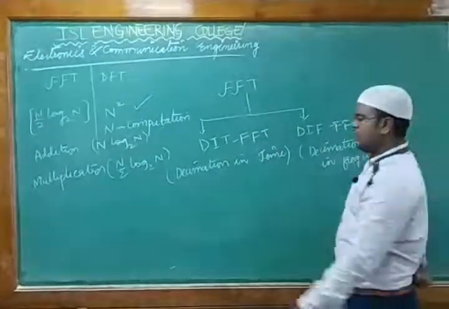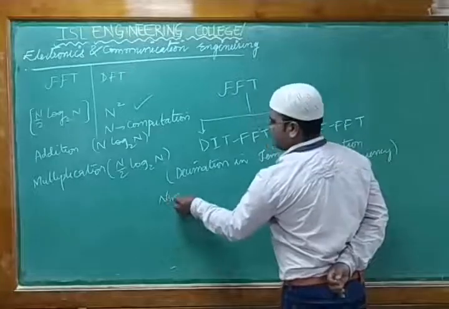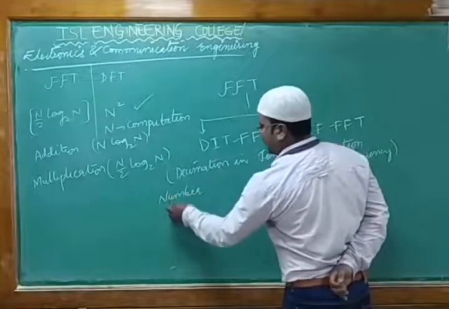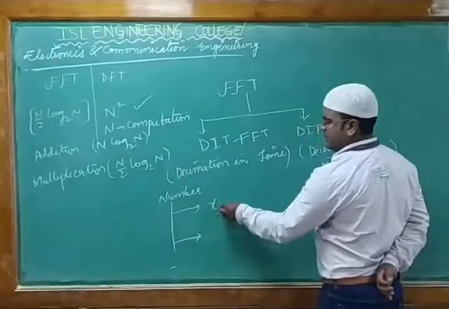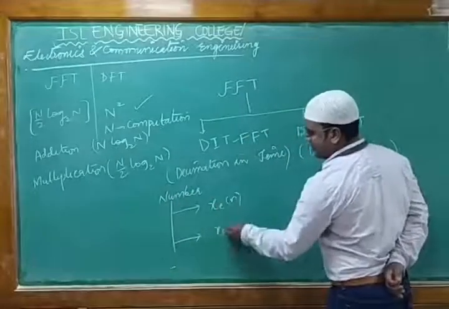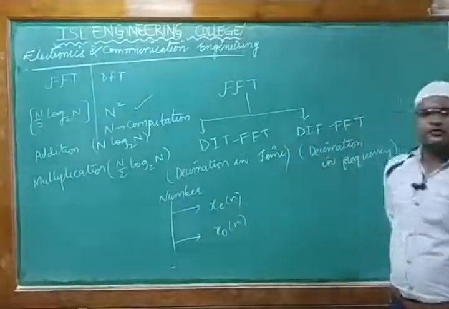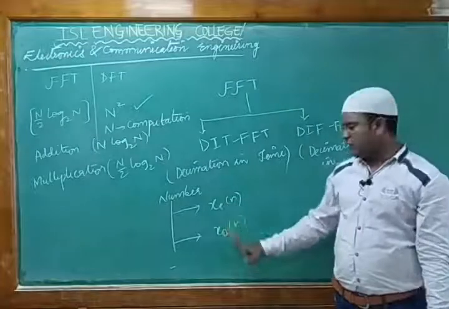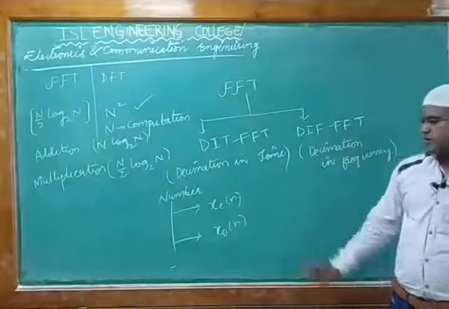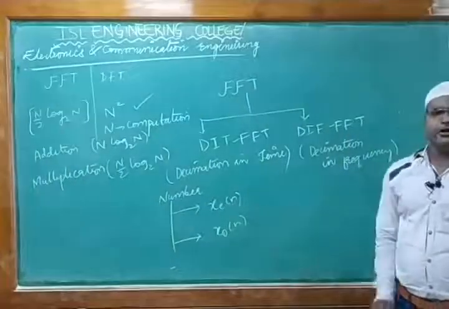In this, whatever number sequence they give you, we are segregating into two parts. One is the even component, XE of n. Another one we are converting into odd components, XO of n. E of n indicates what? Even component. O of n indicates what? Odd component. So we are converting into even and odd.